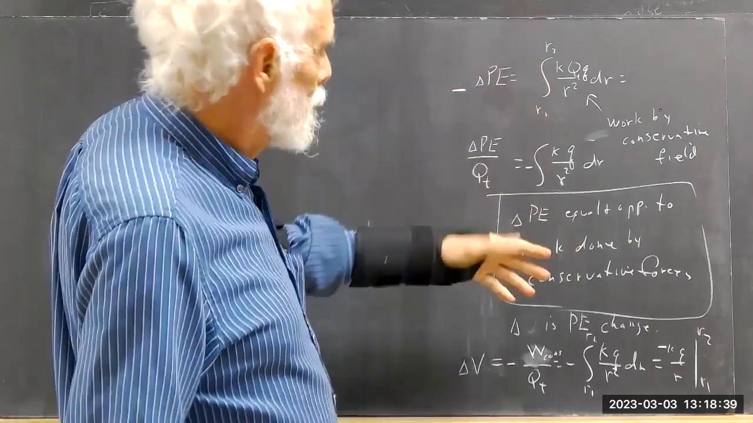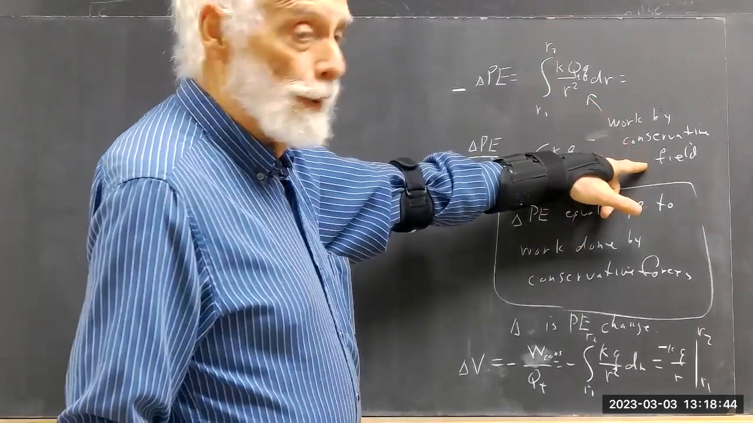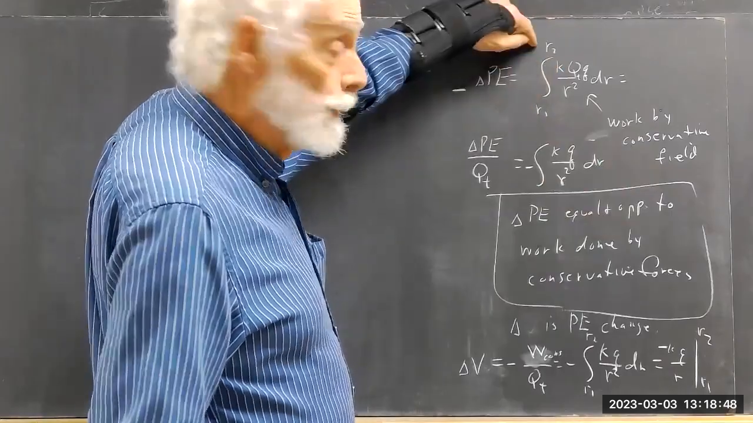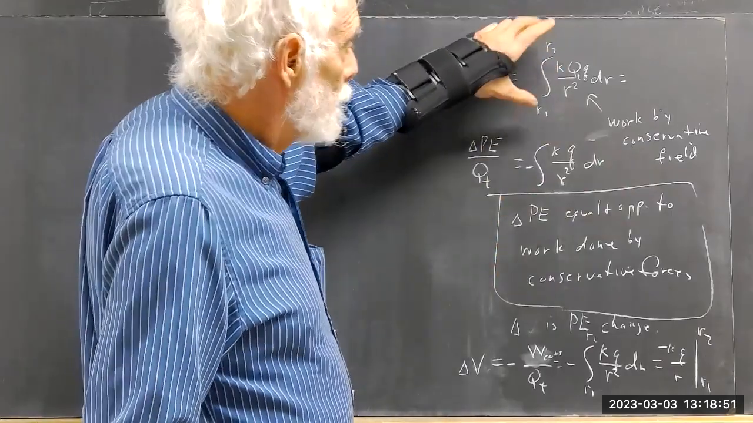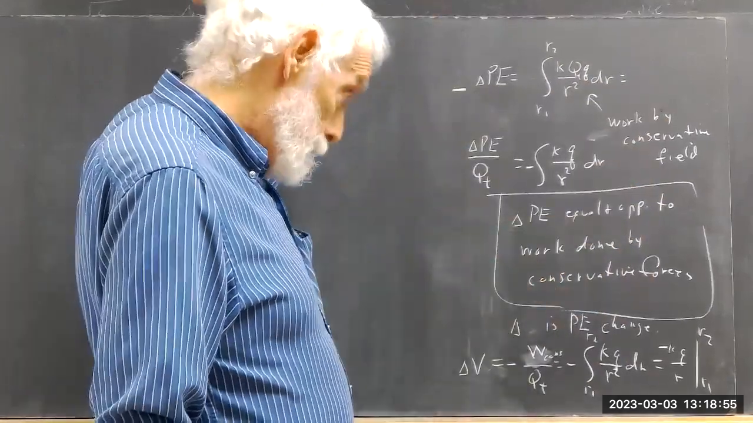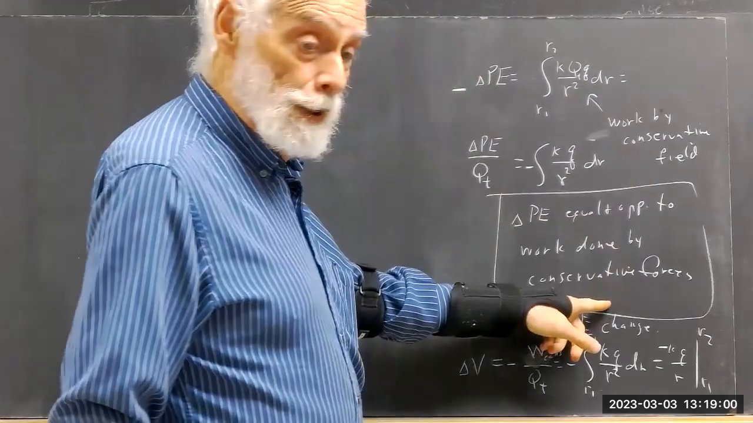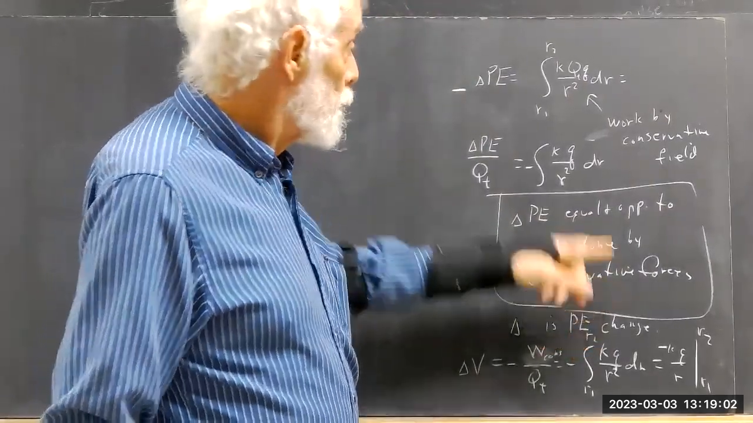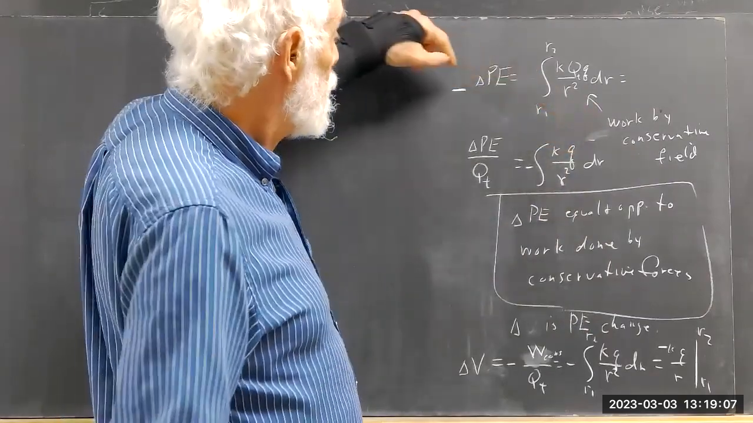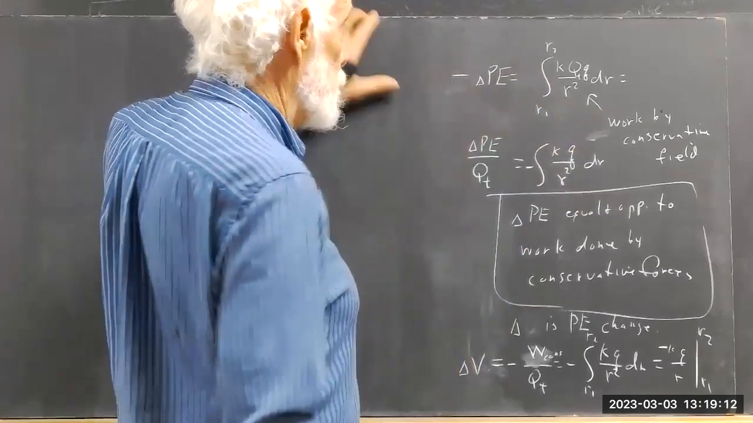Okay, so just slightly labeling. What we have here is the work done by the conservative field in moving the test charge from R1 to R2. That's the work done by the conservative field. Change in potential energy is equal and opposite to the work done by the conservative field. The work by the conservative field is equal to the negative of the change in potential energy.